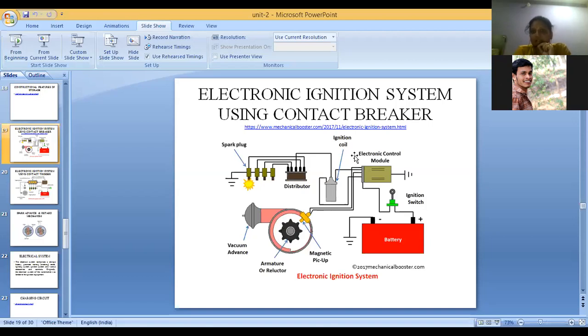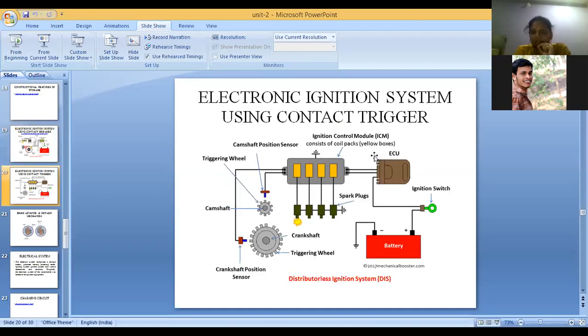So this is the electronic ignition system using a contact breaker. And the next one is using a trigger. In the case of the trigger, it will sense the position of the camshaft and the crankshaft. This is the camshaft, this is the crankshaft, and these two red-colored ones are the sensors.